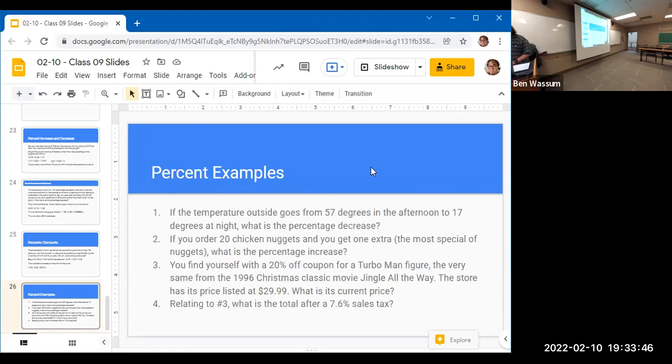Okay. Well, he's missing my favorite problem because, of course, I always have to be ridiculous with at least one problem. You find yourself with a 20% off coupon for a Turbo Man figure, the very same from the 1996 Christmas classic movie, Jingle All the Way. The store has its price listed at $29.99. What is its current price?